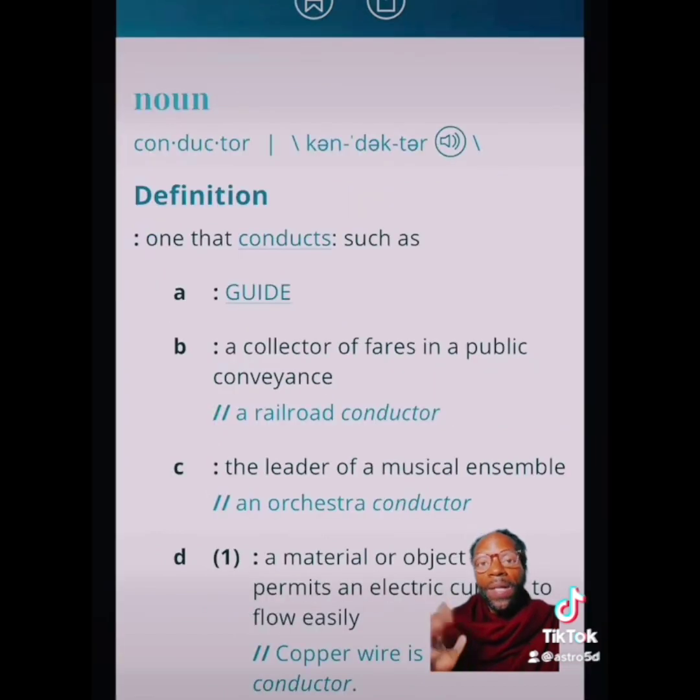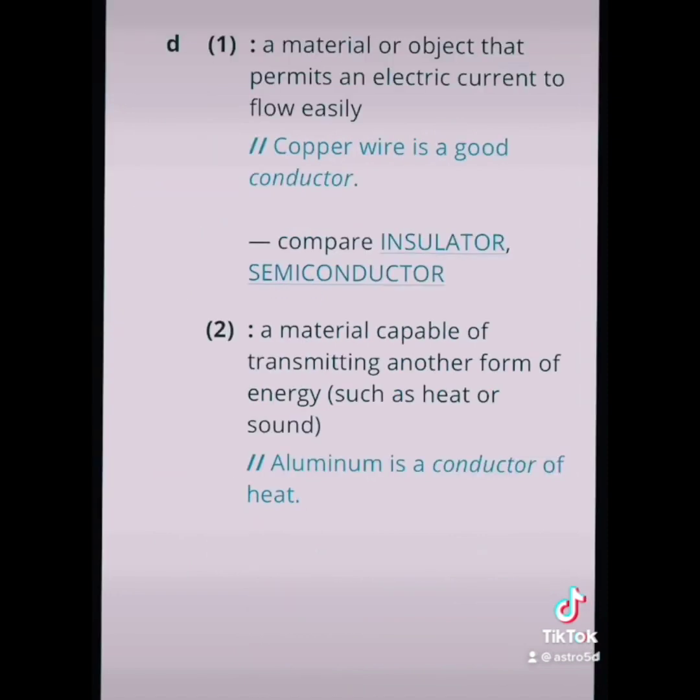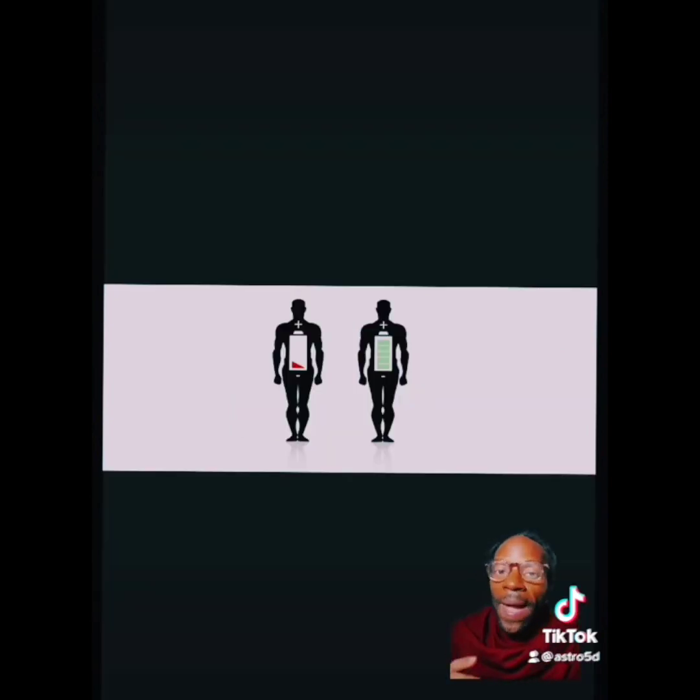Excitation, conductor. I'm going to bring your attention to D1, a material or object that permits an electric current to flow easily. And 2B, a material capable of transmitting another form of energy such as heat or sound. Now that we got that out of the way, as above, so below. As below, so above. The first Hermetic principle.